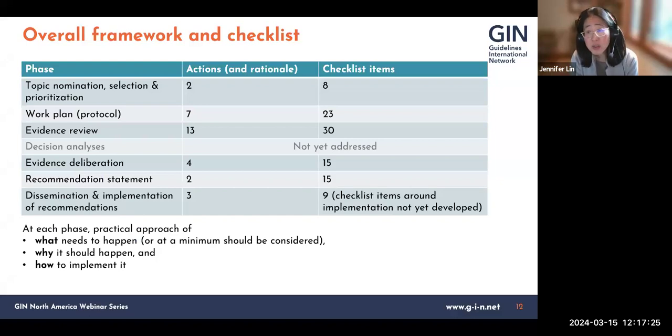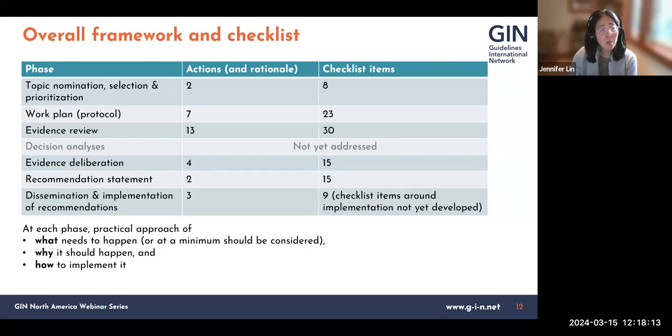So this slide is really a 10,000-foot level view of what the framework looks like. Essentially our framework is organized by the phase of the recommendation process, from, again, topic nomination, selection, prioritization, then to the work plan or protocol phase, to the conduct of the evidence review, the evidence deliberation, then the development of the recommendation statement, and the dissemination and implementation of recommendations. So for each of these phases, we mention what we think should happen, or at minimum be considered, as well as the rationale for why it should happen. And that's the actions column.